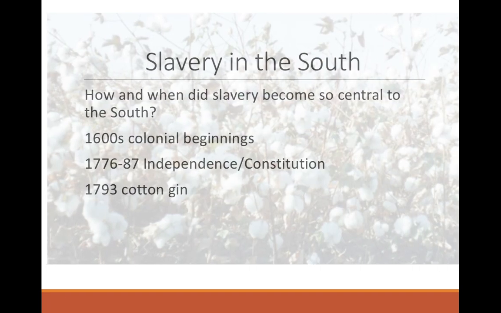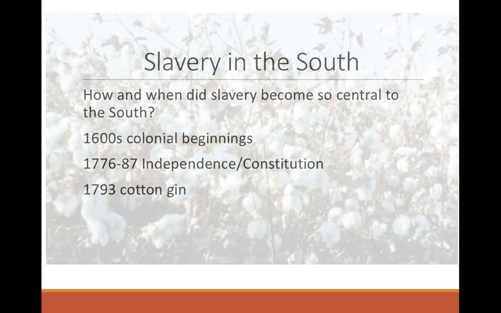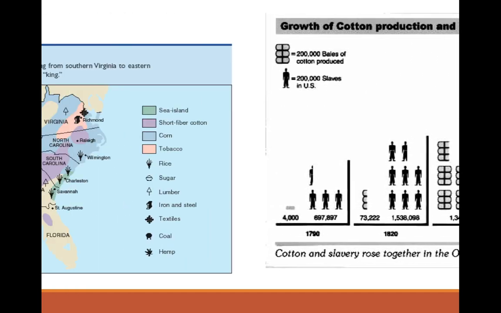So the answer to this question is that slavery becomes central to the South in the 1800s, after the invention of the cotton gin, when cotton production just goes through the roof. And cotton was known as king cotton. By the Civil War, something like 60% of America's exports were cotton. So it's really a fairly simple story. All right.